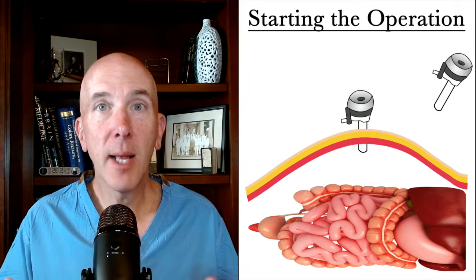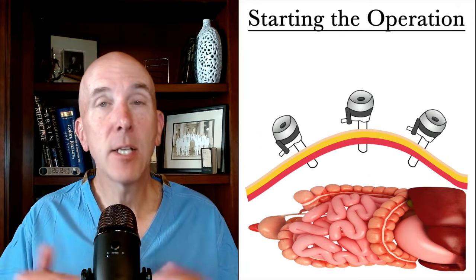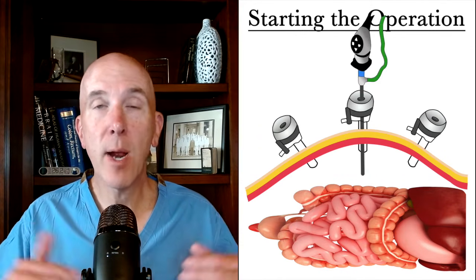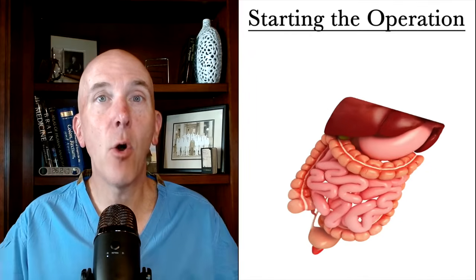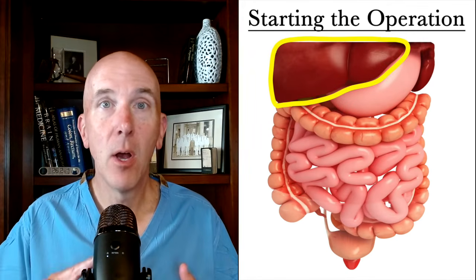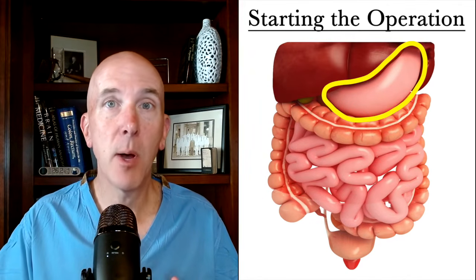Once the trocars are in place, the first instrument we have to put in is obviously the camera. We do that to look around and make sure there's no other issues, so we check all the organs, things such as the liver, the gallbladder, the stomach, the small intestines.